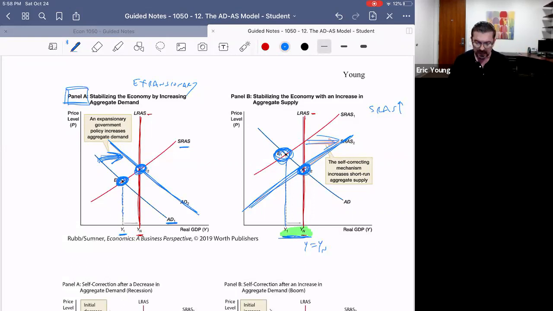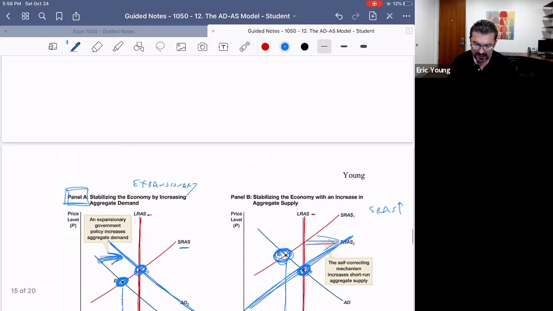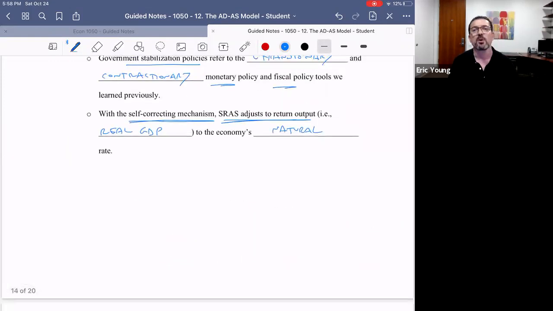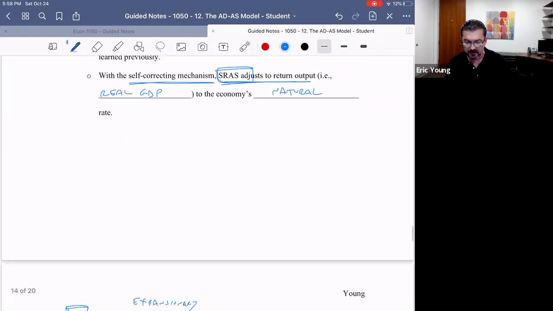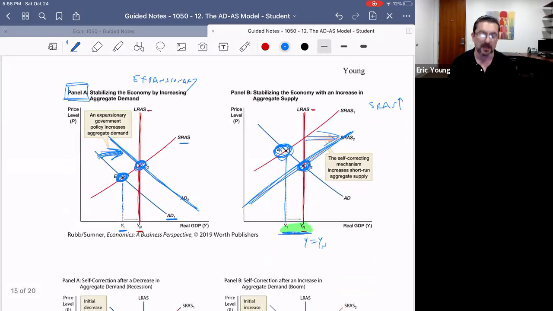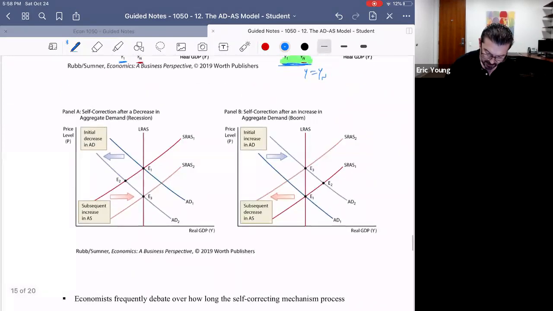But again, the self-correcting mechanism basically argues that whenever you have a gap, there's going to be some sort of change in your SRAS curve. Typically, over a longer period of time, that's going to get the economy back at long-run equilibrium, okay? You can see the same thing here. In panel A, we have a self-correction after a recession. So we start off right here at equilibrium E1, long-run equilibrium.